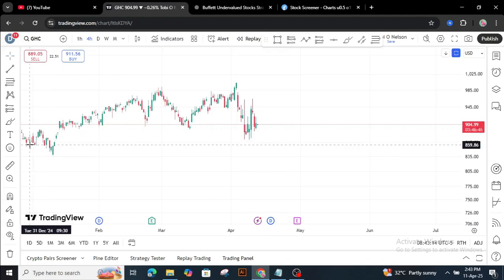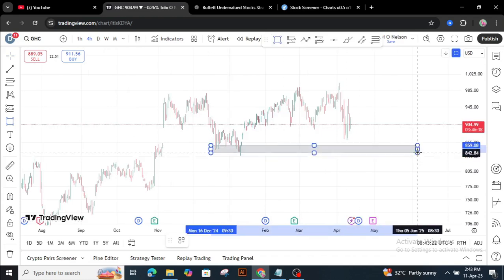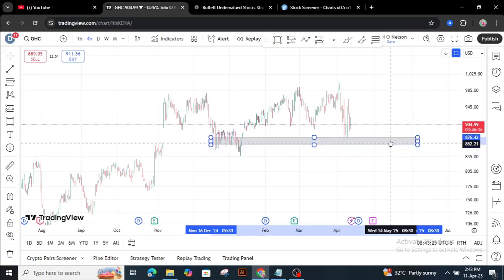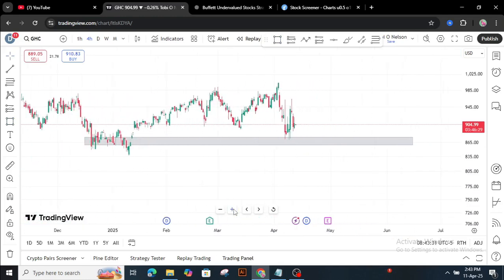I don't know if I should draw my support from here. Support is always an area. So buying from this area is a good idea for these stocks.